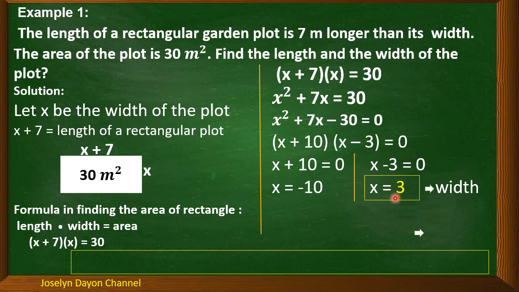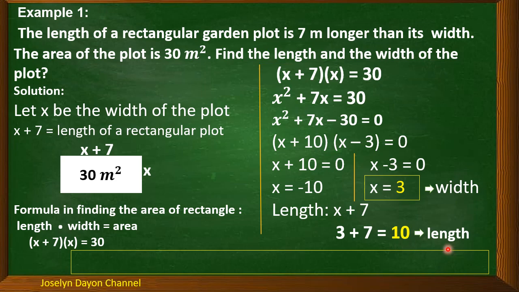And based on the problem, we represent x as the width of the plot. Therefore, 3 here refers to the width. To determine the length, since length is being represented by x plus 7, we will just substitute x by 3. So we have 3 plus 7, that is equal to 10.